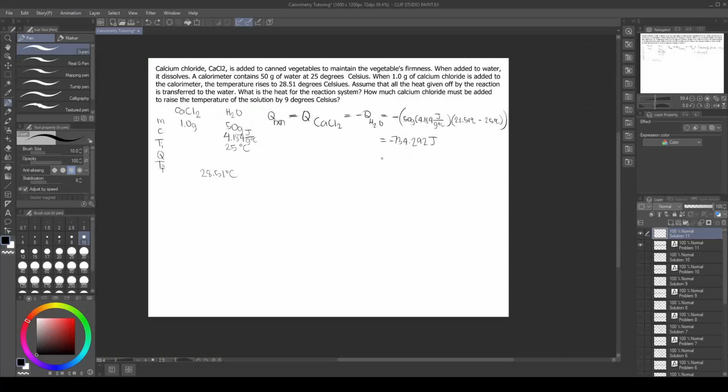So our final answer should be approximately negative 73 times 10 to the power of 1 joules. Or you could write it as negative 7.3 times 10 to the power of 2 joules. This is just the same thing, it's just up to your preference. So that's it for the first question. We now know what the heat of the reaction is.